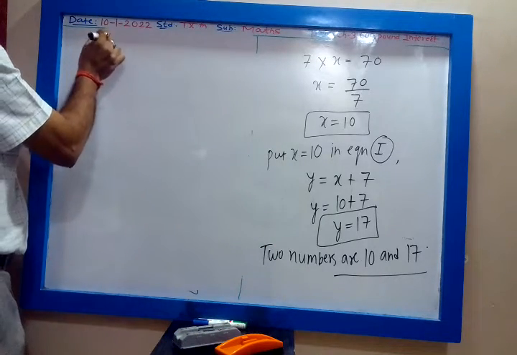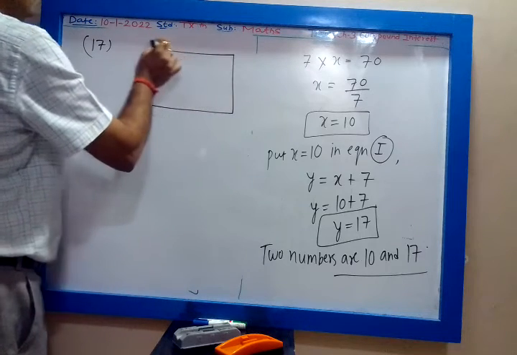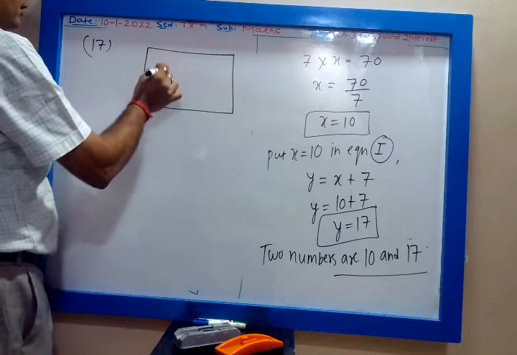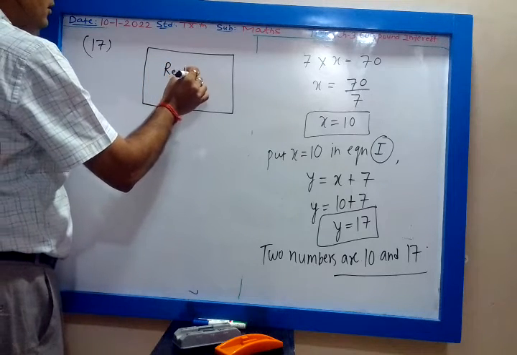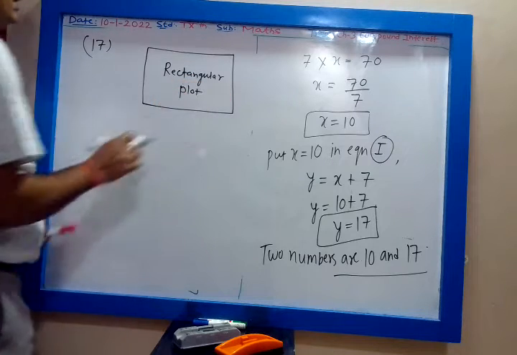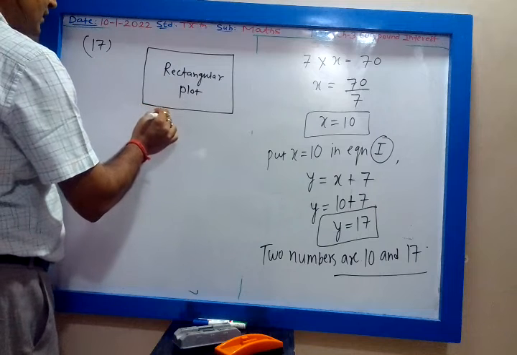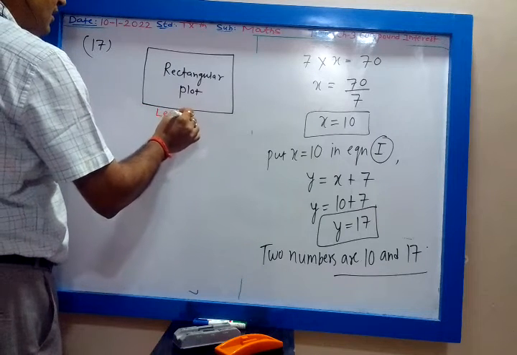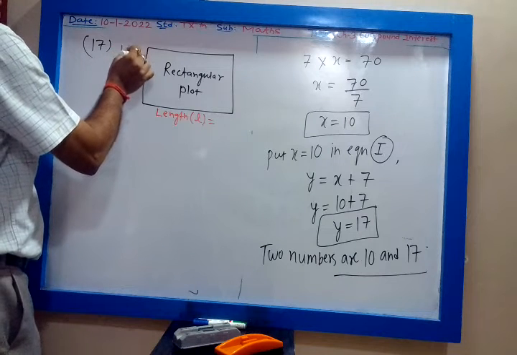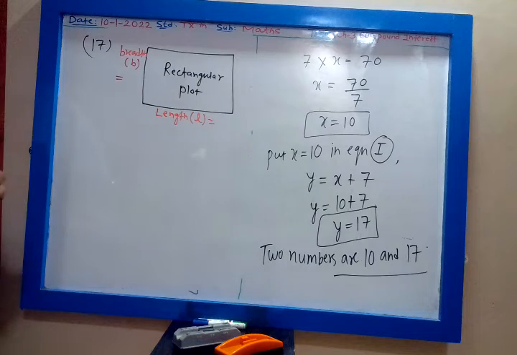So draw the diagram of a rectangle. This is my rectangular plot. Draw this. And this is length L, and this is breadth B. Now we read the condition, what is given.